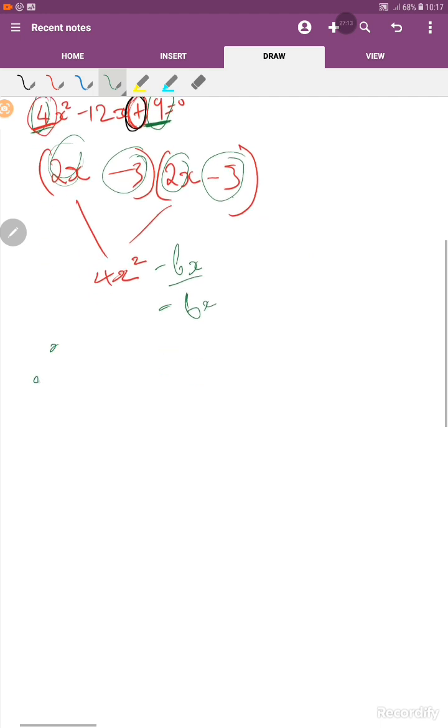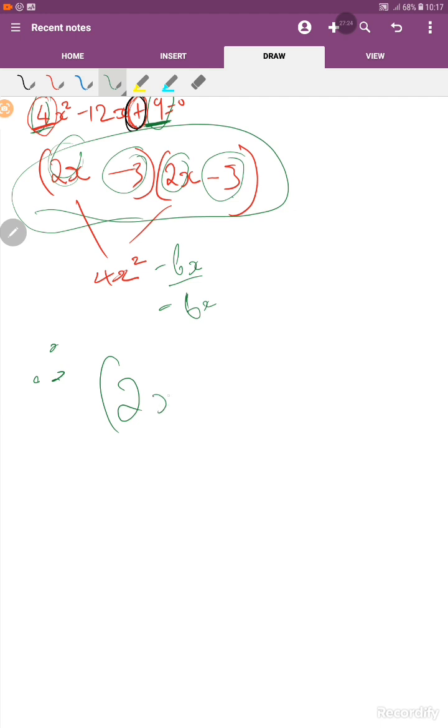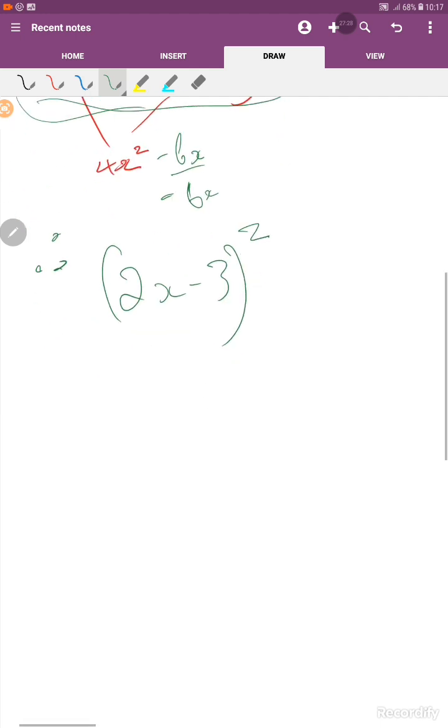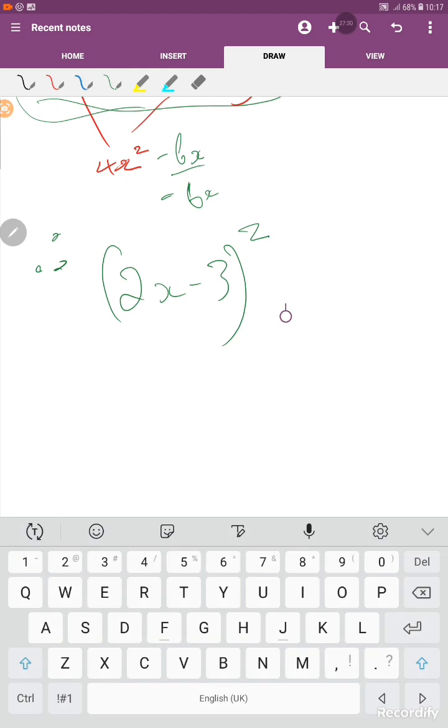So therefore, because this is like this, you can either choose to leave it like that, or you can just say open bracket 2x minus 3 close bracket squared. You can leave it like that. So this is it for factorization.